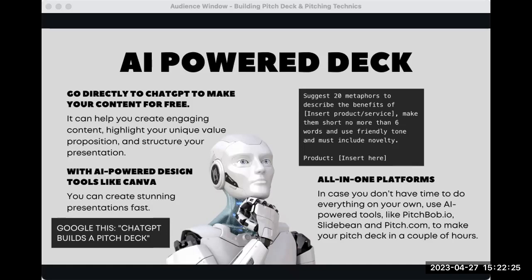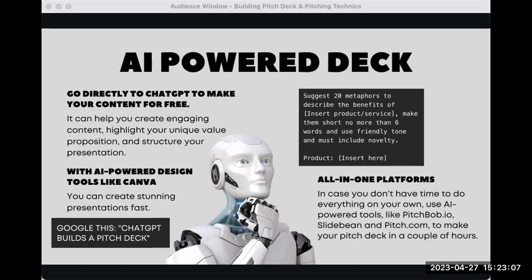Also, additionally to content creation, there are AI-powered design tools like Canva that can help you to create brilliant presentations, like mine, for example. So it's absolutely quick and easy. You will build your pitch deck in 1 day. They have a lot of pre-designed templates. You can quickly create a visually appealing deck in no time.